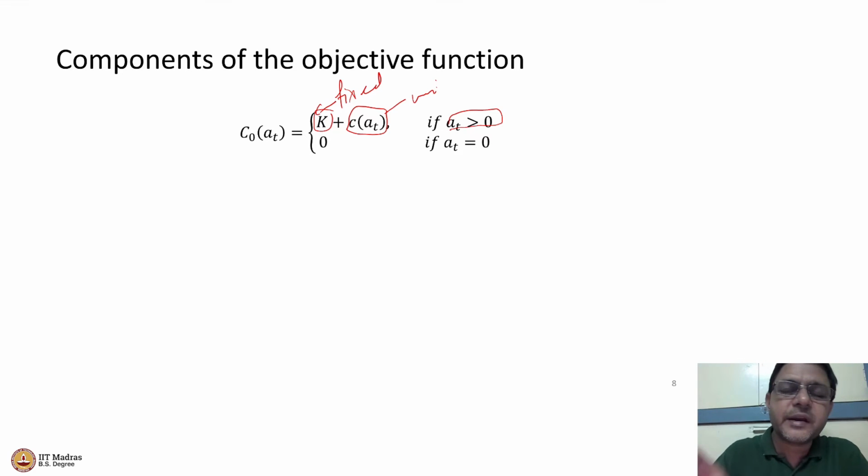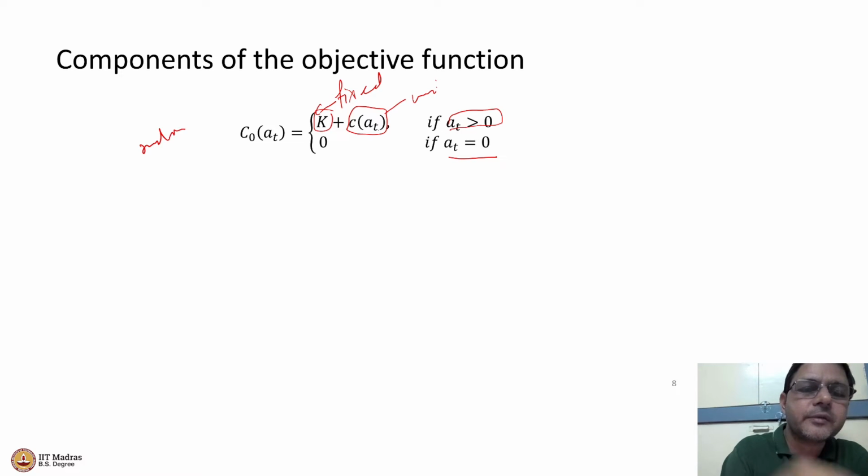Very similar structure to what we had considered even in the deterministic dynamic example, right? However, if you are not placing the order, not only will C of AT be 0, even your fixed cost will be 0, because there is no cost of ordering as such. So that is our ordering cost.